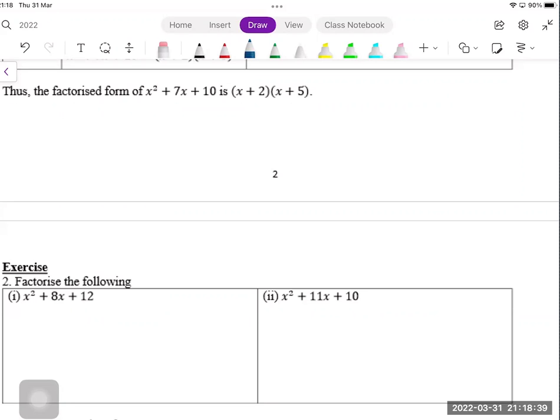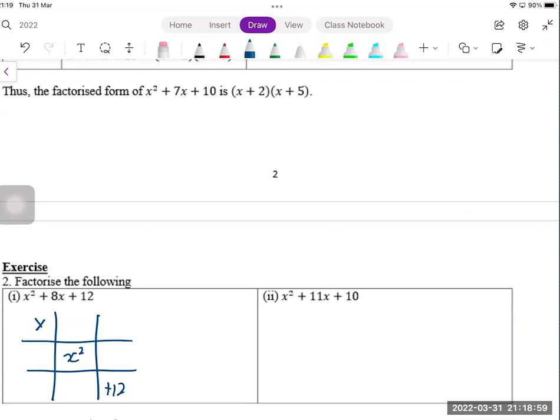Before you start, make sure every time you show your multiplication frame. This is part of the working. If you don't show it, then you can be penalized for the missing working. So first step, what do we do? We write down the x squared term. So I write down the x squared term here. I write down my constant term, which is 12, over here. Next, I need to break down the factors.